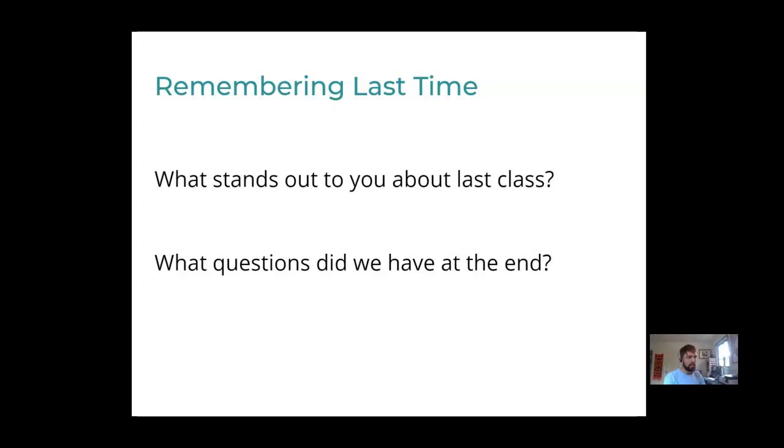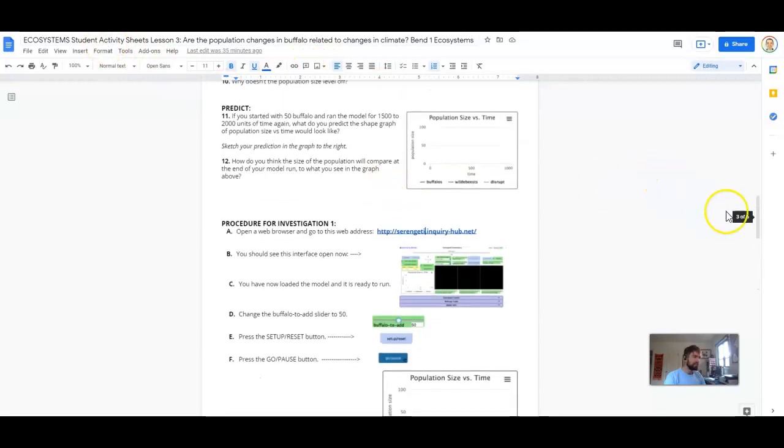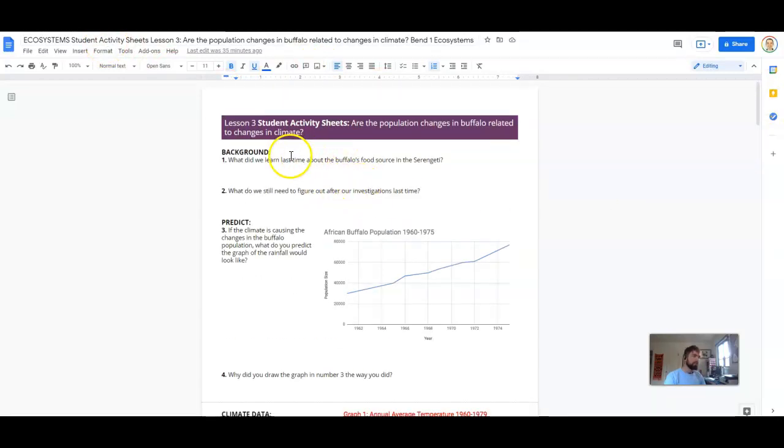And so, let's think about what stood out to you last time and what questions you still had at the end. If you take out your student activity sheet, it's going to ask you at the beginning, what did we learn last time about the buffalo's food source, and what do we still need to figure out? And then you're going to do a prediction. So if the climate is causing the changes in the buffalo population, what do you predict the graph of the rainfall would look like? So you'll draw on this and think, okay, if the climate is causing this, then what would the rainfall be doing to make that happen?